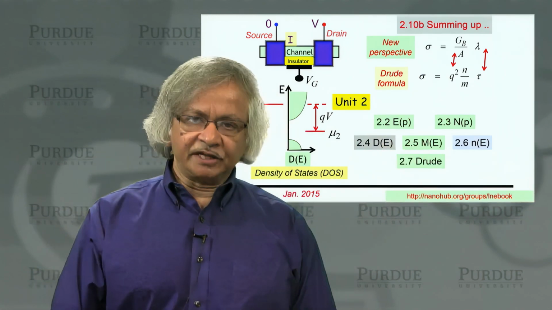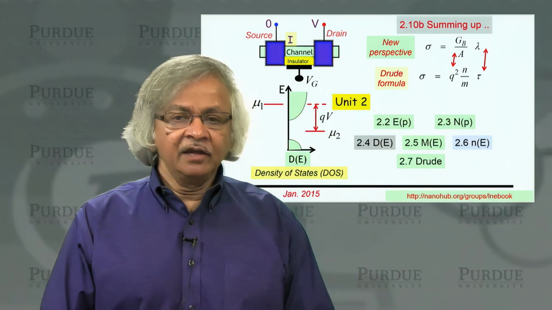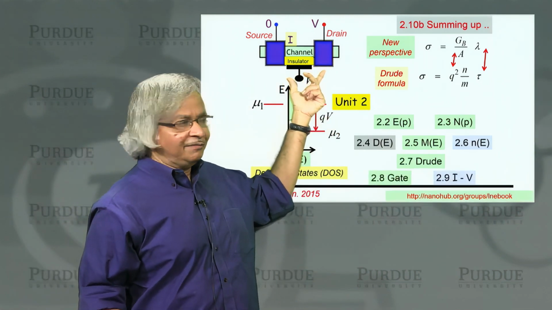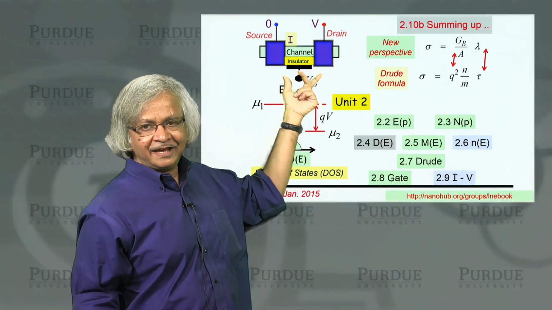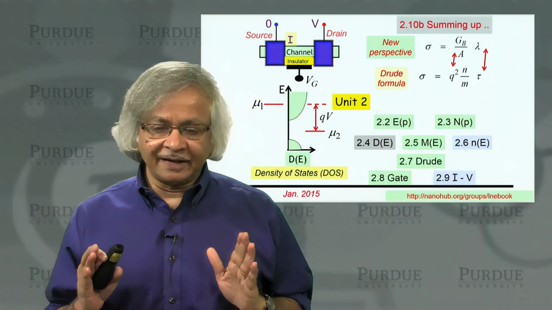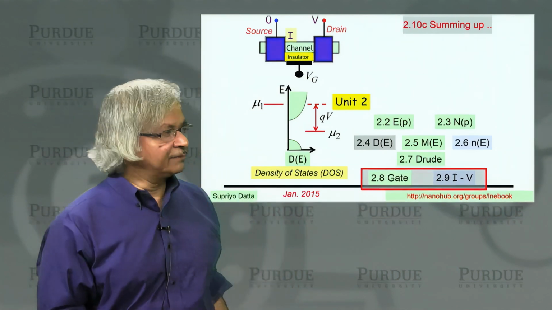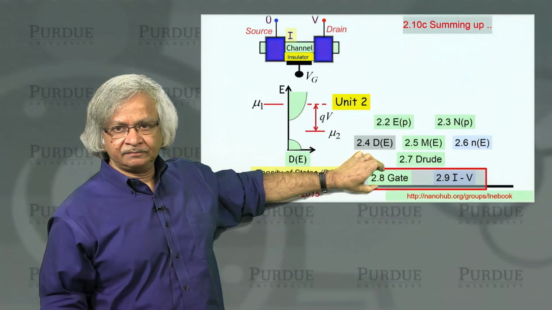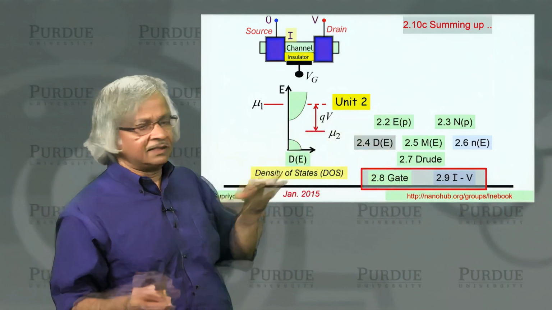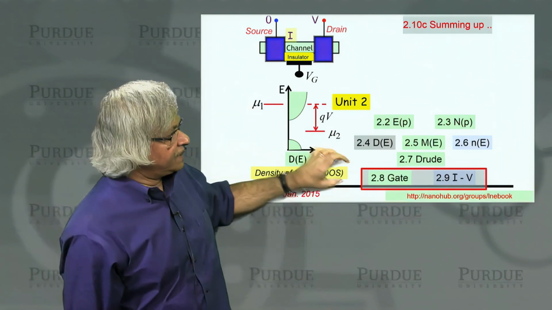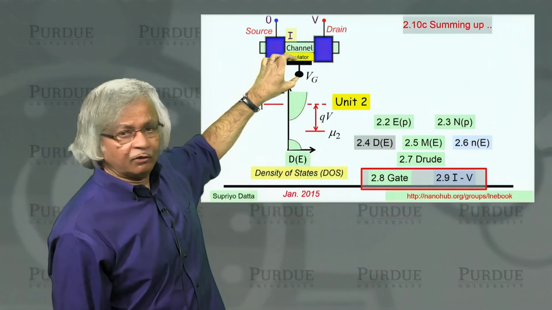Then in the last two lectures, 2.8 and 2.9, we introduced this new element into it, namely the third terminal, this gate voltage, which of course is a very important part of a transistor. So that's something we introduced only in these last two lectures. Up to here, we are basically just talking of an ordinary two-terminal device. Here we introduce this gate voltage.